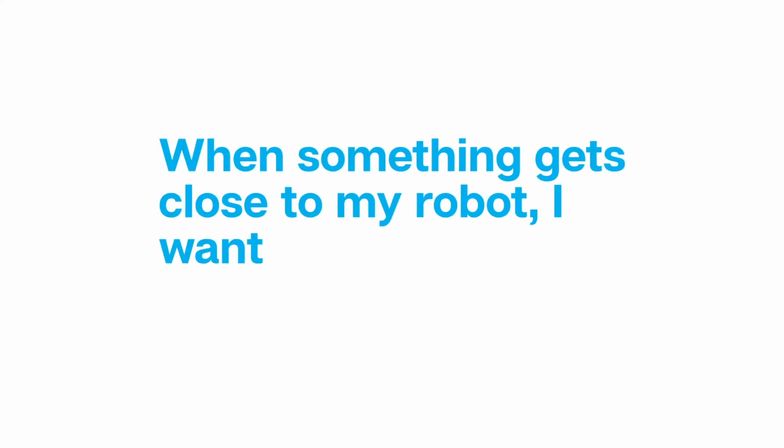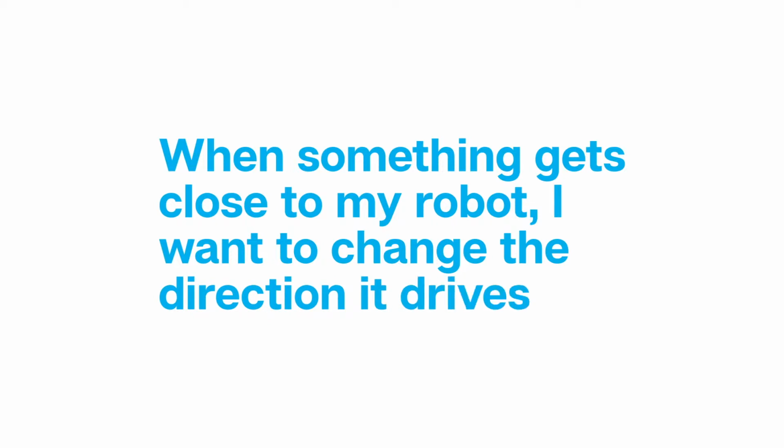Let's start by describing the desired behavior in plain English. How about, when something gets close to my robot, I want to change the direction it drives? That's a pretty simple, general description, but just by the way it is written, I can tell I'm going to need to create some simple logic. How can we create an if-then or conditional statement with Cubelets Blockly?